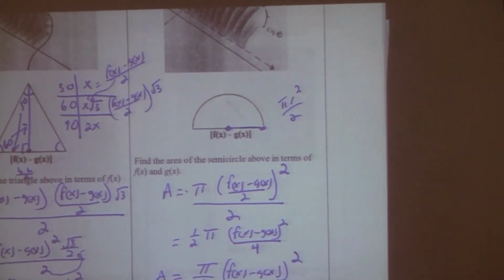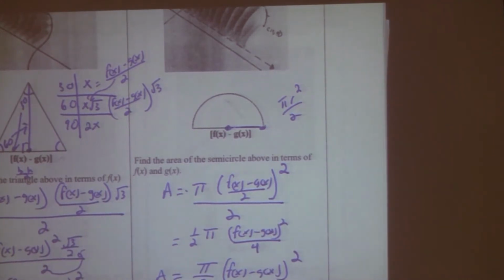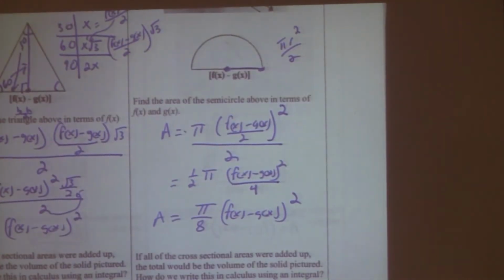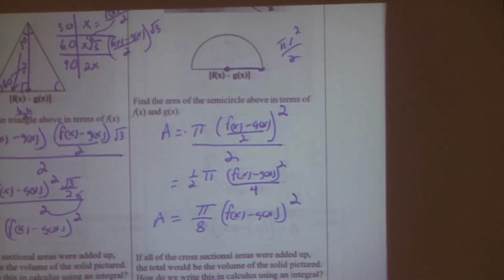Now that would be the area of only one semicircle. If we want all of them, we have to write an integral, right? And if I add up all of them, that's going to be equivalent to the volume. So what this one's going to be what? Pi over 8 times the integral from a to b of f of x minus g of x, what?